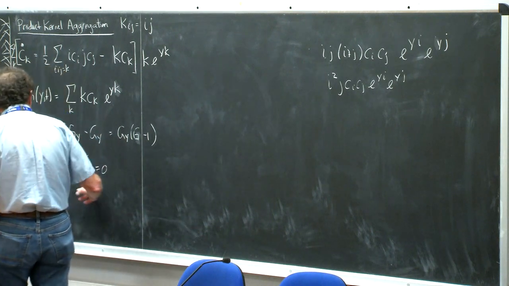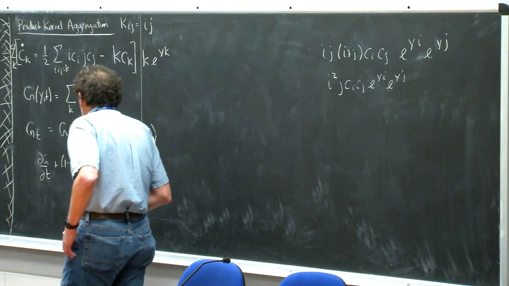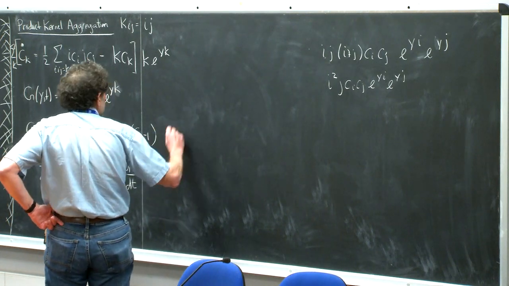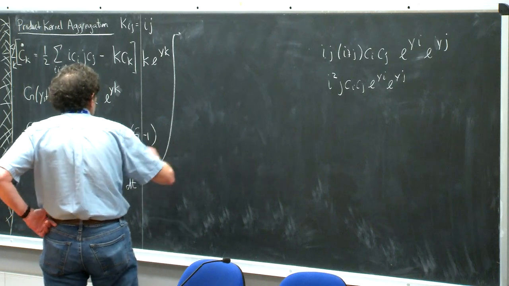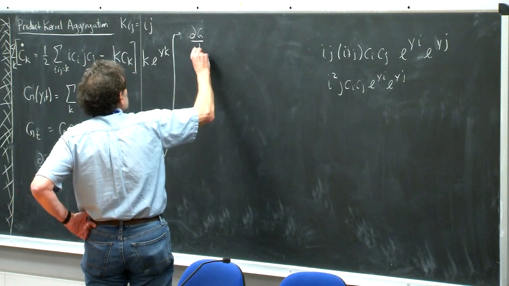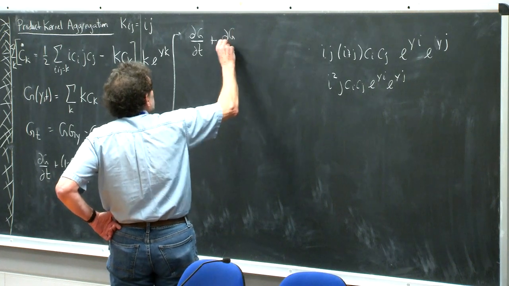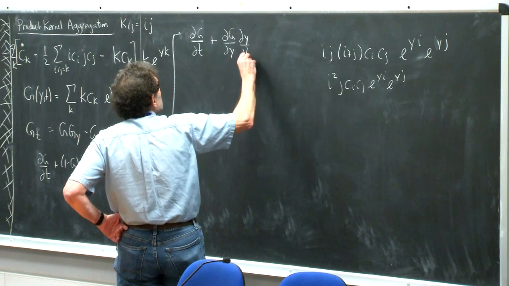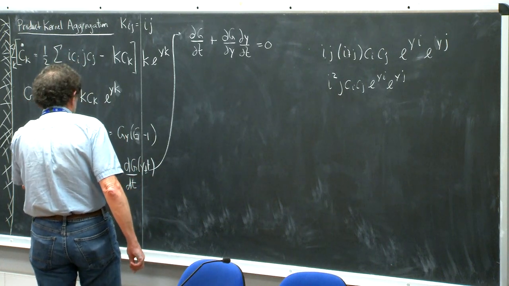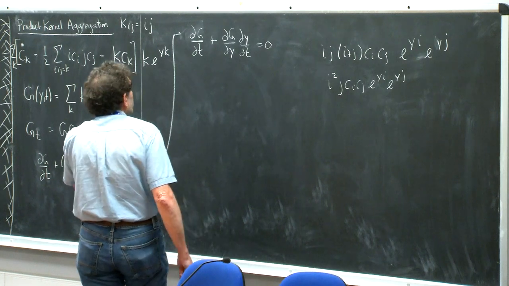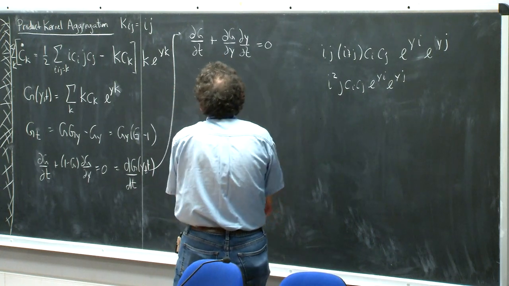But let me also write this as the total derivative dG/dt. And so if I do it this way, then I can also write this, because this is G as a function of y and t, as dG/dt plus dG/dy, dy/dt equals 0. So the point here is that G is a two-variable function of y and t. It satisfies this partial differential equation. I can think of it as a total time derivative. When I compute the total time derivative, I just get the partial time derivative plus the part that involves the derivative with respect to y.